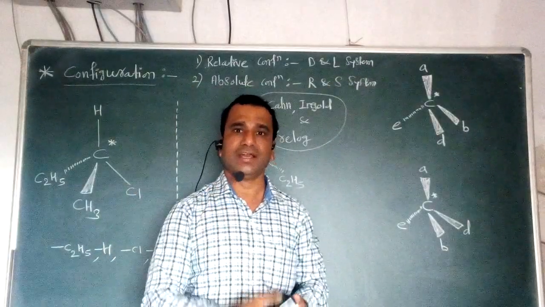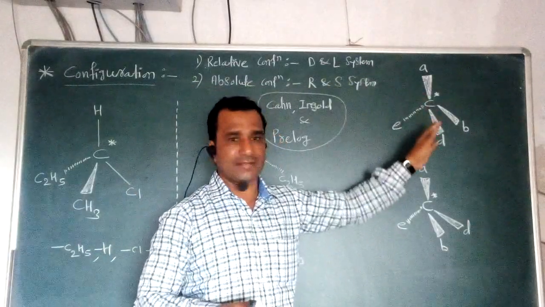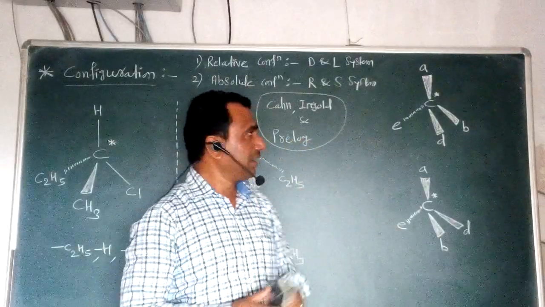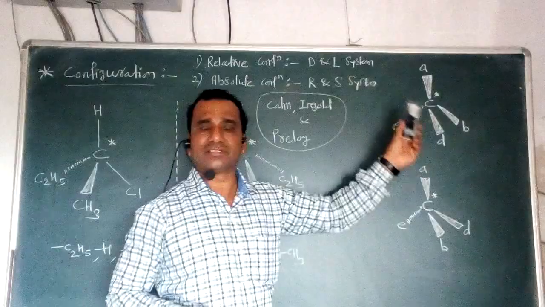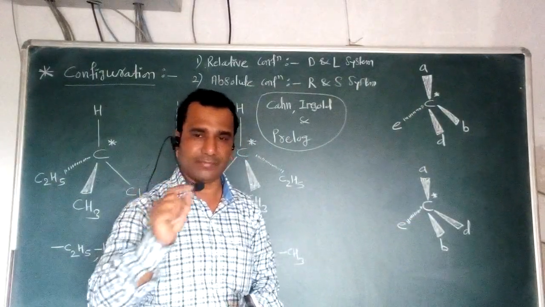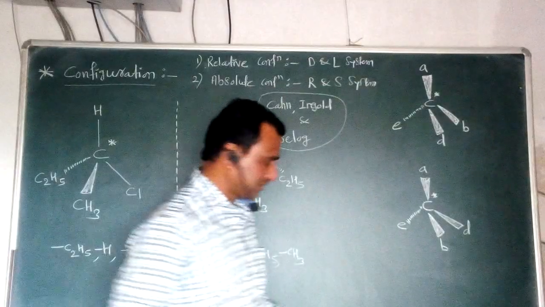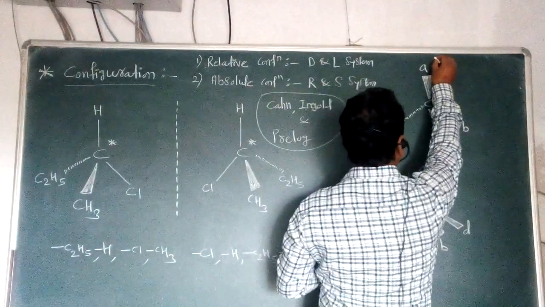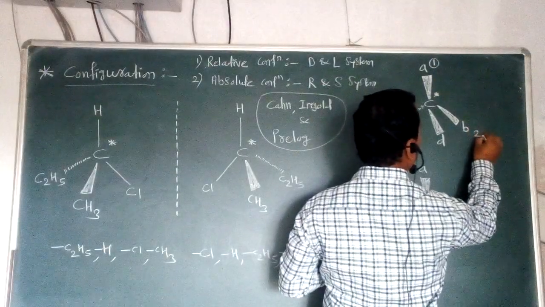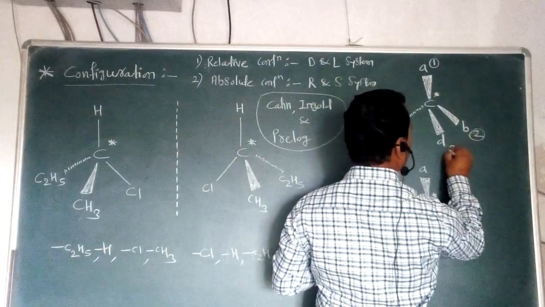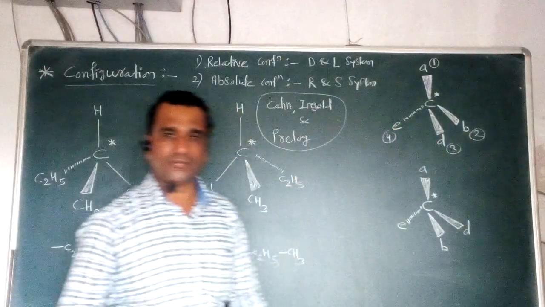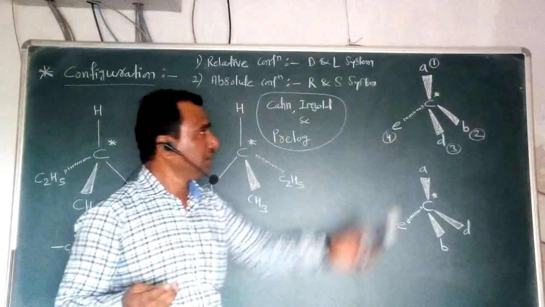You have to assign the priority for these four different atoms or groups by using some type of selection rules. Suppose by employing these selection rules, we have to give the priority from 1 to 4. Suppose by applying these selection rules, we observe that this A has the priority number 1, this B has the priority 2, this D has the priority 3, and this E has the priority 4.